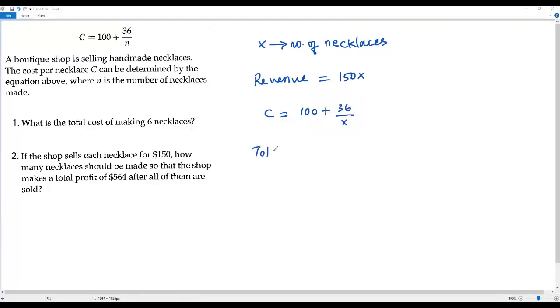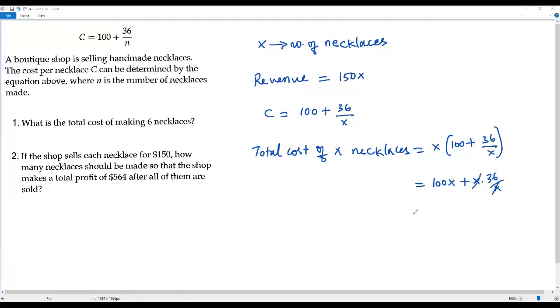Then what is the total cost of x necklaces? For that we have to multiply the cost of this one necklace by the number of necklaces, which is x times 100 plus 36 over x. Now let's simplify this. x can be distributed to 100, then it will be 100x, and x times 36 over x, this x will cancel out. Then I'm getting 100x plus 36. So this is the total cost of making x number of necklaces.